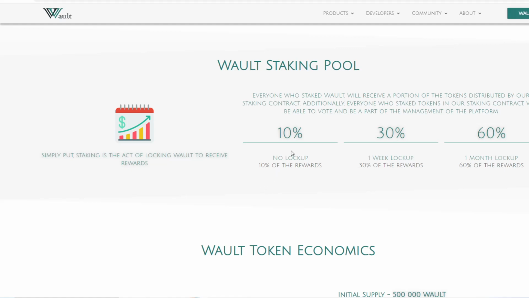So in essence, there's no lockup for this period, and you'll get 10% of the rewards. For a 1 week lockup, you'll get 30% of the rewards. And for a 1 month lockup, you'll get 60% of the rewards. Essentially, the longer you keep your funds within a lockup period, the higher the rewards you'll get as incentivization. So this is where everything starts to kick in, yes?